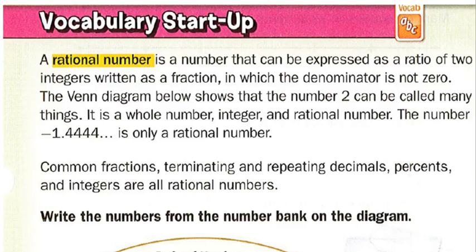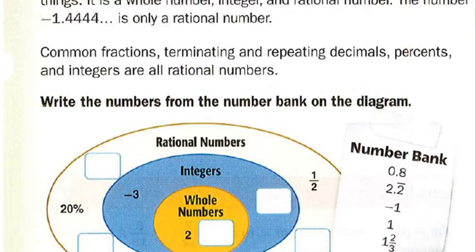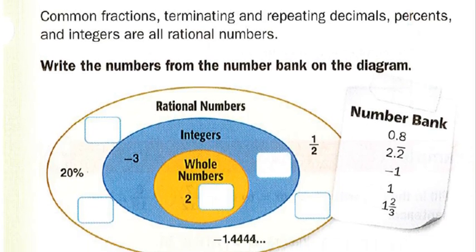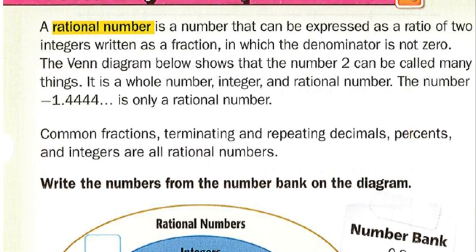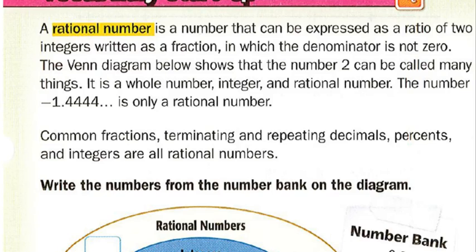So a rational number is a number that can be expressed as a ratio of two integers written as a fraction in which the denominator is not 0. So what does that mean? All right. Well, look at the Venn diagram below. It shows that the number 2 can be called by many things. All right. So we have lots of different categories we have for numbers. So it is a whole number. It is also an integer, and it is also a rational number, as you can see by that diagram down there. All right. So a rational number is just any number that can be written as a fraction, as long as the denominator is not 0, because the denominator can't be 0 in any fraction. That's impossible. That's why if you try to divide something by 0 in your calculator, it gives you one of those funky messages. All right.